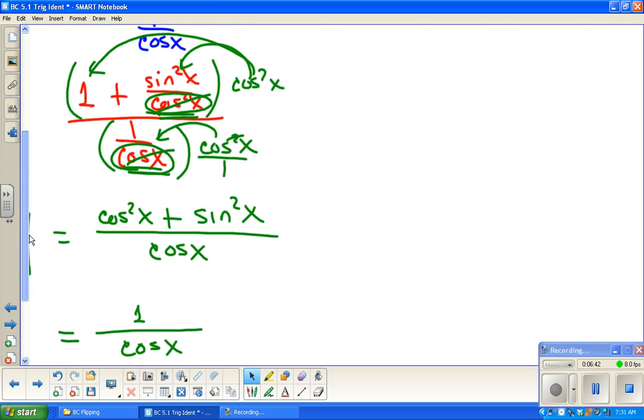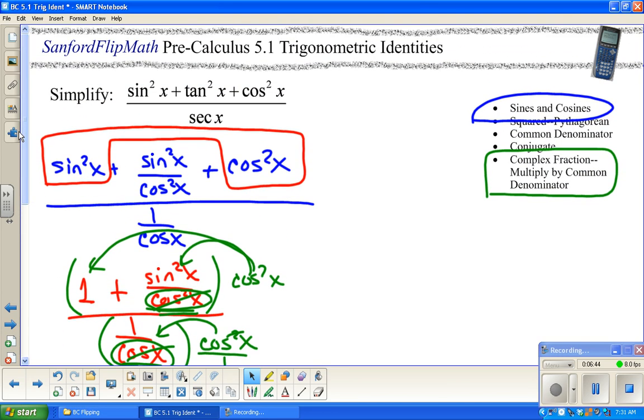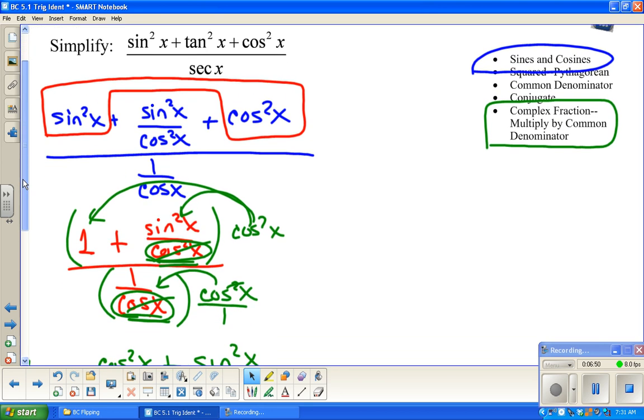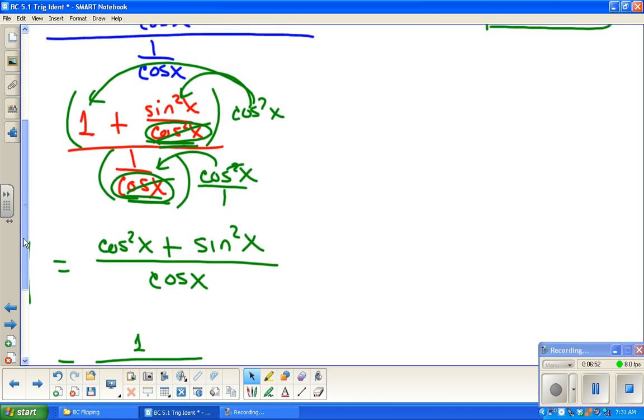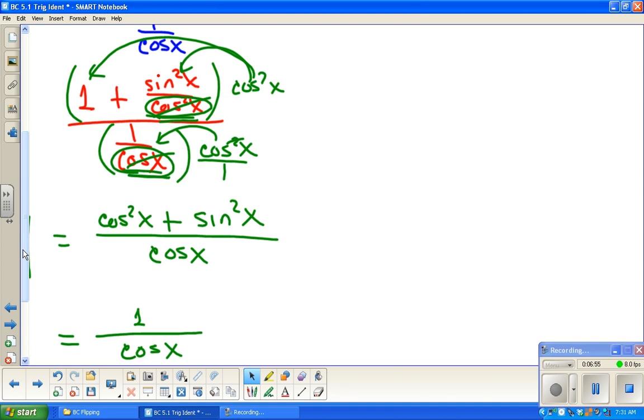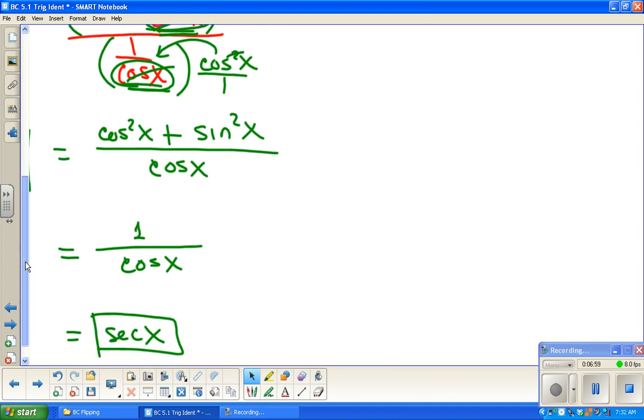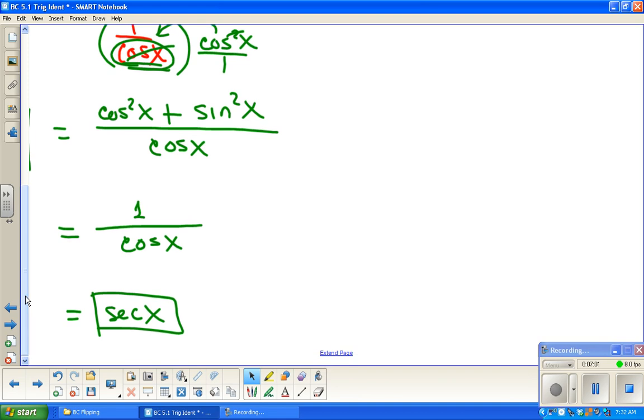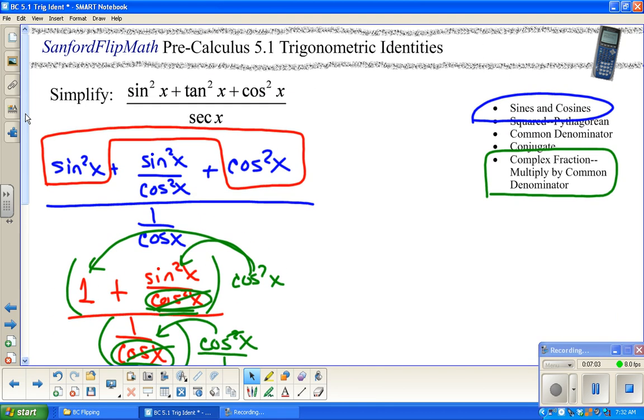Okay? Now, I want to back up. Excuse me. So the answer to this was secant. And just a quick recap. I went to sines and cosines. That sine squared plus cosine squared was 1. And then I multiplied the top and bottom by a common denominator. And then I simplified the sine squared plus cosine squared again as 1. And then that's secant.